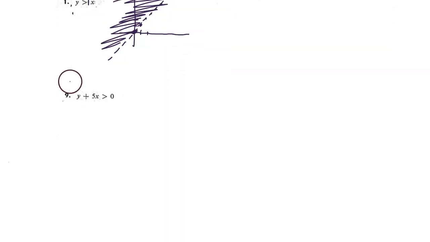Number 9, same thing. First, let's rearrange it so the letter y is alone. You would have to subtract the 5x. The reason you do that is to make slope-intercept form. It helps you make the boundary line. The y-intercept is 0 again, but this time the slope is negative 5. Down 5 and over 1.